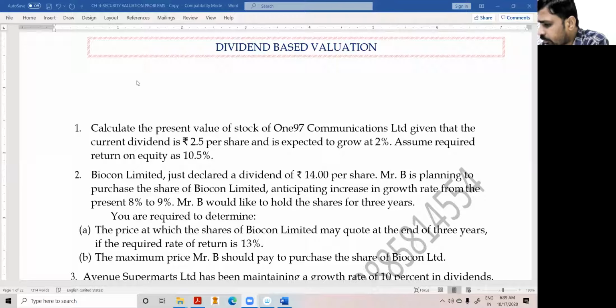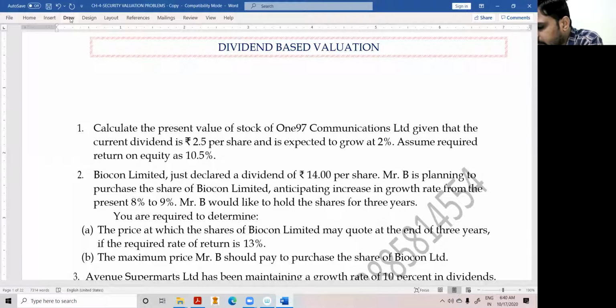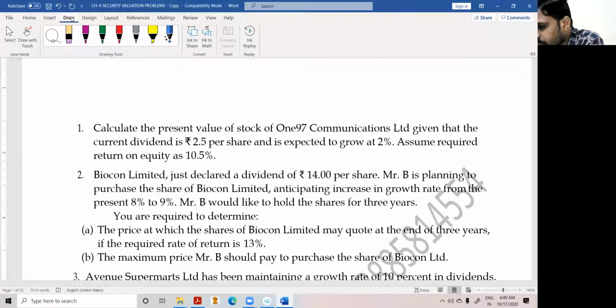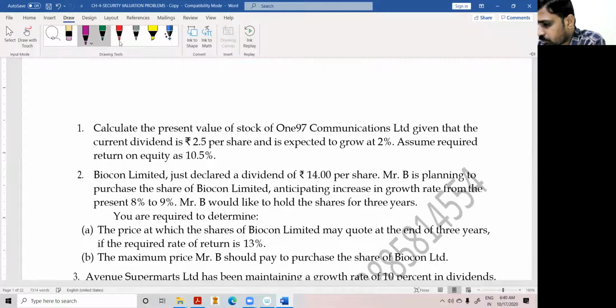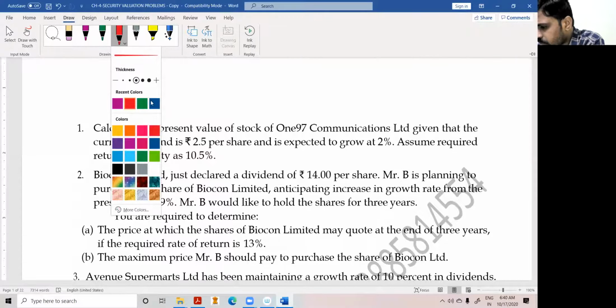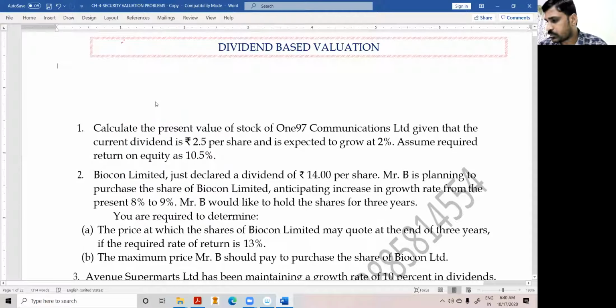Okay, so we'll calculate the dividend. So what is the formula? What do we have to calculate? We have to calculate the present value of the stock.